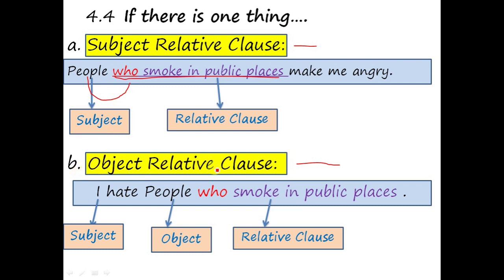Similarly, object relative clause, let's see. I hate people who smoke in public places. Here the subject is "I" and the object is "people," and here the WH relative clause comes to talk about the object. In the object we have "people," therefore it is known as object relative clause.